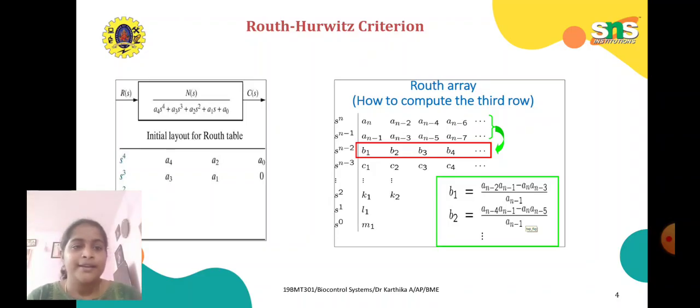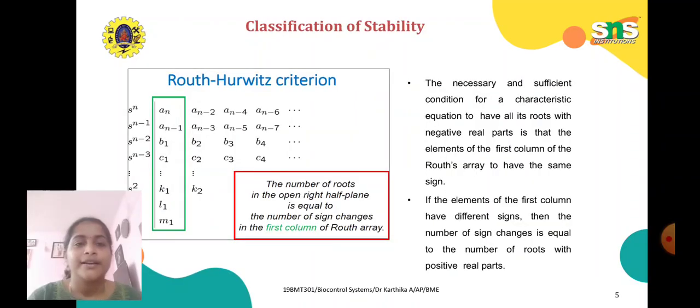Okay. Here we will classify the stability. Here the first column is an-1, b1, c1, k1, l1, m1. The number of roots in the open right half plane is equal to the number of sign changes in the first column of the Routh array. Remember that the number of roots in the open right half plane is equal to the number of sign changes in the first column of the Routh array.